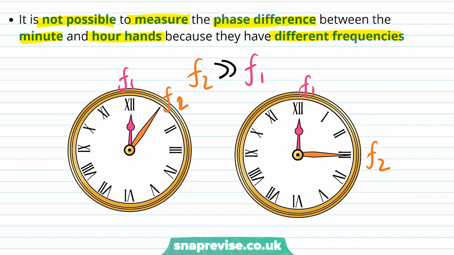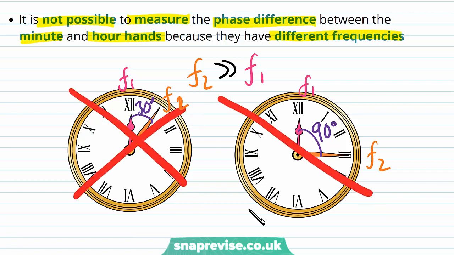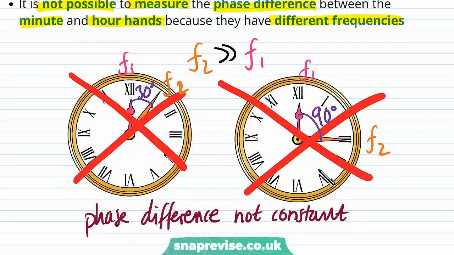And we can actually see this here. So we can see that here, the minute hand is at an angle of 30 degrees. So its phase here is 30 degrees. Then 10 minutes later, its phase is 90 degrees. So it's covered a fair portion of its cycle, whereas the hour hand has barely moved. So we can see that the phase difference is quite clearly not constant. So therefore, we can't measure the phase difference between the minute and hour hands. And this is because the phase difference is not constant in time.